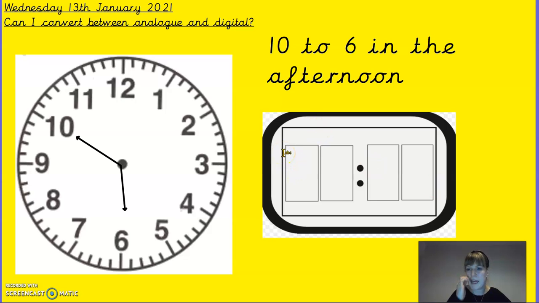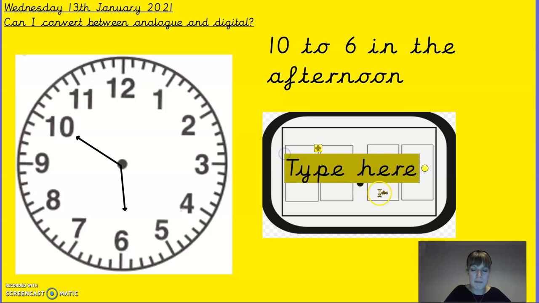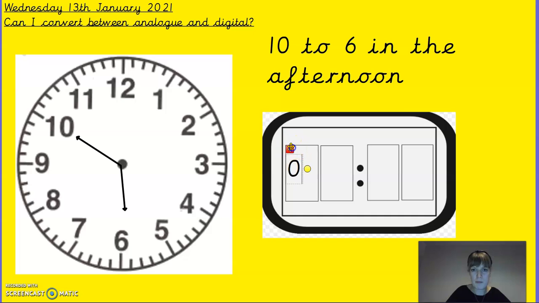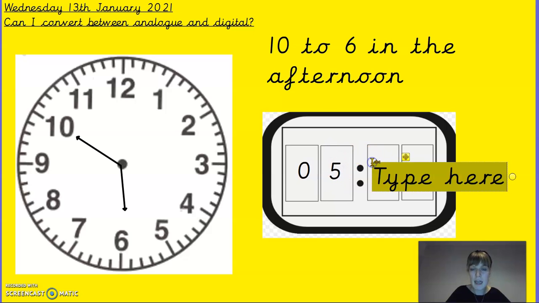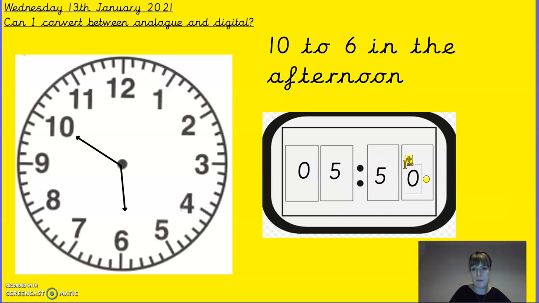So remember, AM is the morning, PM is the afternoon. So I would write it 0, 5, because that's my hour. I'm still on the hour of 5. And I'd write it how many minutes there is. So it's 50 minutes.